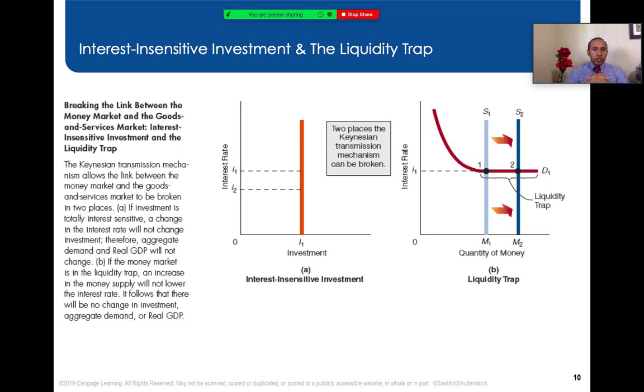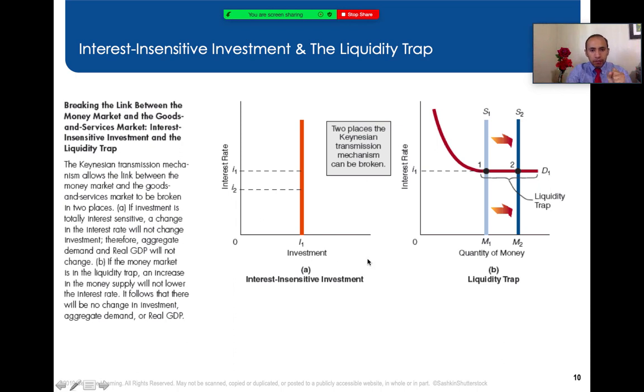Let's take a look at that situation. When we're looking at interest-insensitive investment and the liquidity trap, nothing happens pretty much, even though the supply of money has increased. So the Keynesian transmission mechanism allows the link between the money market and the goods and services market to be broken in two, pretty much. We have the money market and the investors right in between, and we have the supply of money. If the investment is totally insensitive to interest rates, a change in the interest rate will not, and I repeat, will not change investment. Therefore, aggregate demand and aggregate supply will not change.